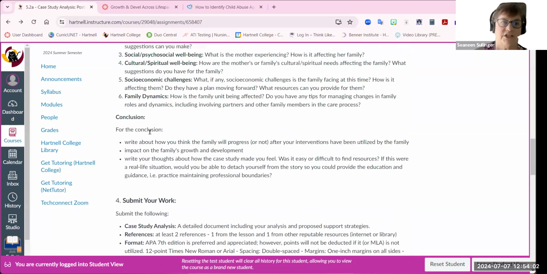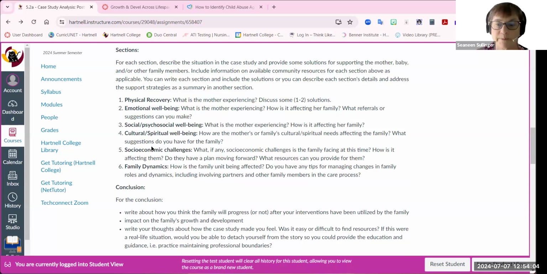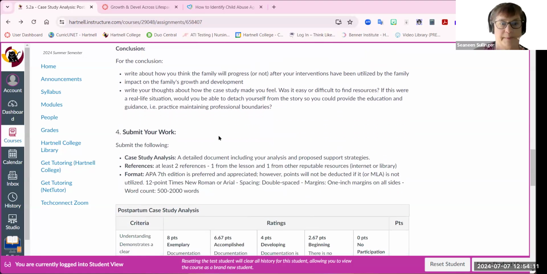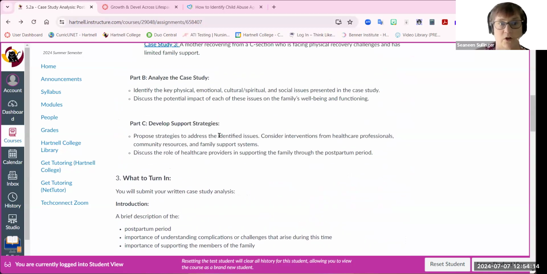Okay. And each section, each one of these numbers should probably be a separate paragraph. That would be helpful for me in reading that. So hopefully that makes sense. And again, you have 2 weeks to work on that.